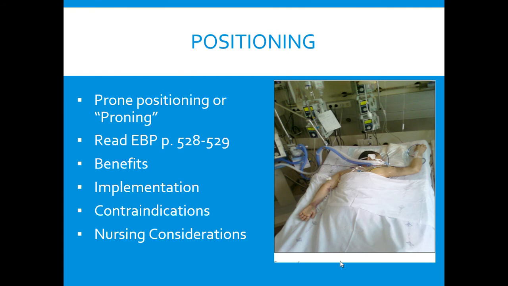We'll usually implement this within 72 hours of diagnosis. We can do this up to 20 hours per day, and that's recommended for the best results. It can be accomplished by manually turning the patient in the bed or using a mechanical device that can help turn the patient. There are some contraindications with this, so any spine instability or injuries, any patients at risk for increased intracranial pressure, if they're pregnant, any abdominal wounds, any unstable fractures, or if they're a patient who needs to have frequent access to the airway.